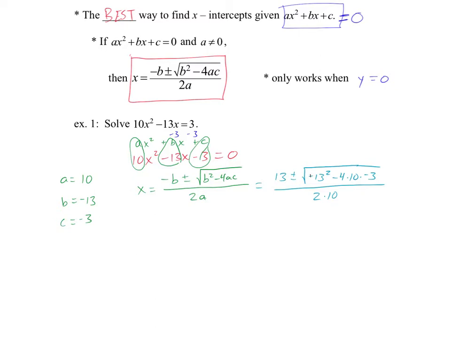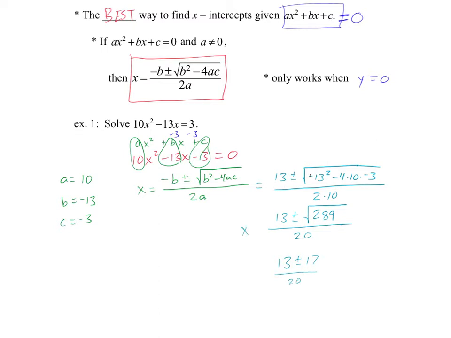And I'm going to simplify it this way. I'm going to keep my 13 there in front, plus or minus square root. And I'm going to punch all of this into my calculator in one shot. So negative 13 in parentheses, squared, minus 4 times 10 times negative 3. That's going to give me a square root of 289. And that's all divided by 20. All right, so we have that done. Now I can do the square root of 289. That nicely works out to be 17. So I have 13 plus or minus 17 over 20.